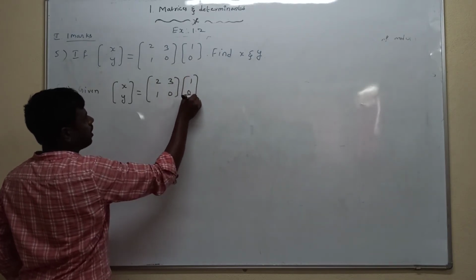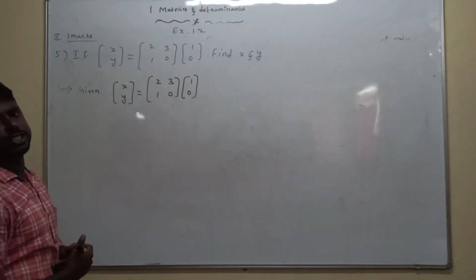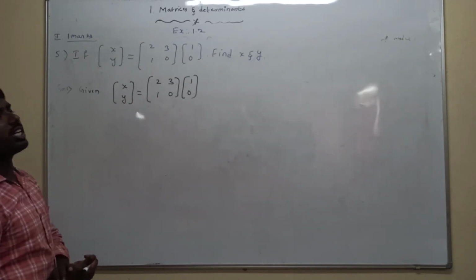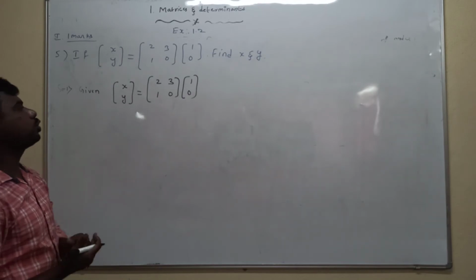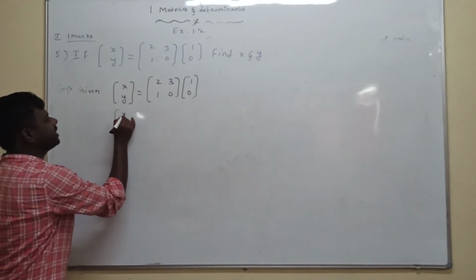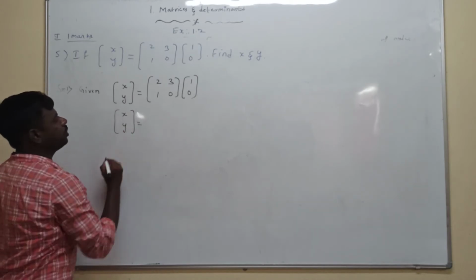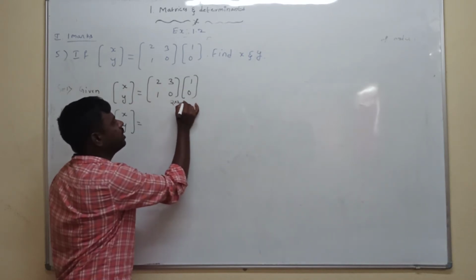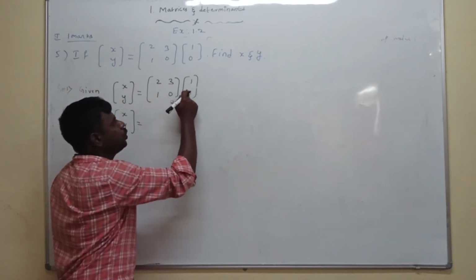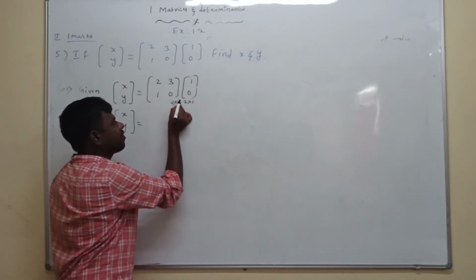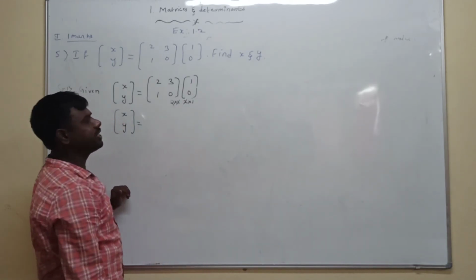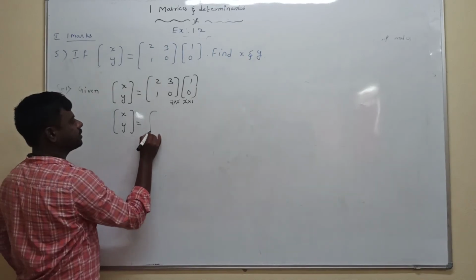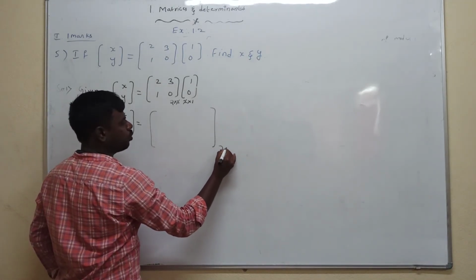Observe here, on the left hand side only one matrix is there, so there is no simplification. On the right hand side, there is a product of two matrices, so you have to simplify the right hand side. First of all, you should write the order of the matrices. This one is 2 by 2, this one is 2 by 1 because of 2 rows, 1 column. The number of columns in the first matrix is equal to the number of rows in the second, both are equal. So finally we get a 2 by 1 matrix.